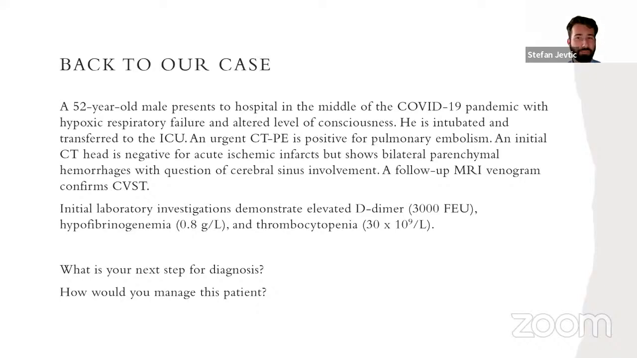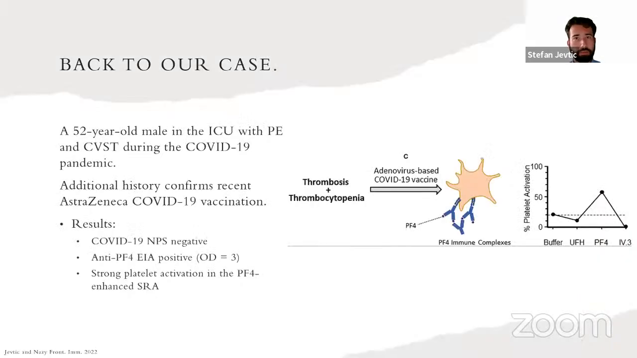Okay, perfect. Generally with this patient, and obviously it's hard to tell at this point, given the atypical presence of a CVST and multiple thrombi and severe thrombocytopenia, that's generally not what we see with COVID-19 related coagulopathy. It's usually milder thrombocytopenia unless they've gone into a DIC. So an anti-PF4 syndrome would probably be at the top of the differential. On additional history, you uncovered that they had received the AstraZeneca vaccine about 3 weeks ago. Their COVID-19 test is negative. When you send for an anti-PF4 immunoassay, the optical density comes back at 3, which is quite high. And there's evidence of strong platelet activation in the PF4-enhanced SRA. So this is a case of VITT.